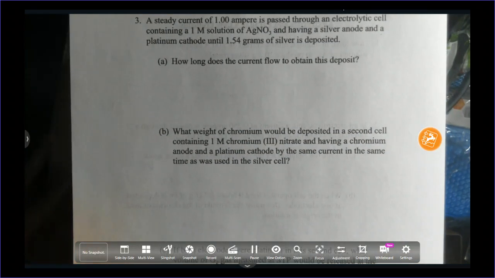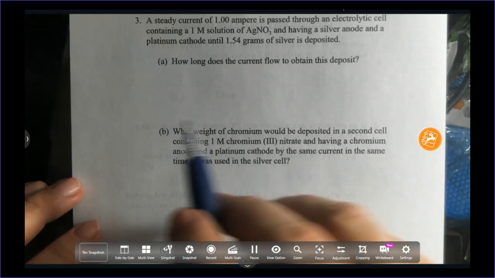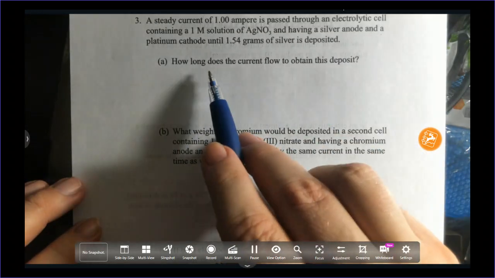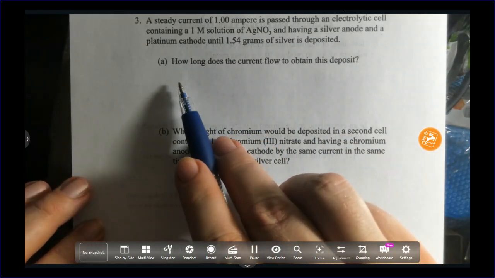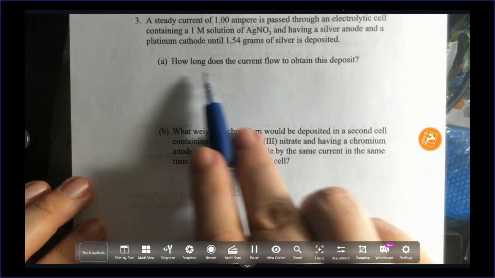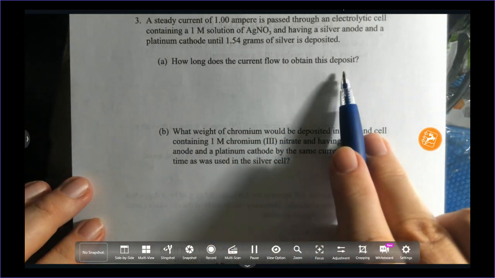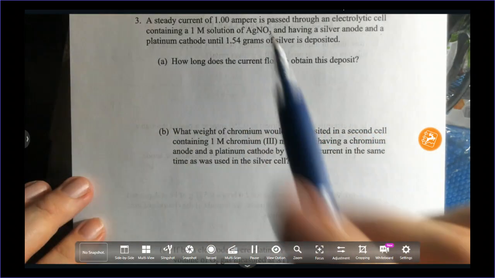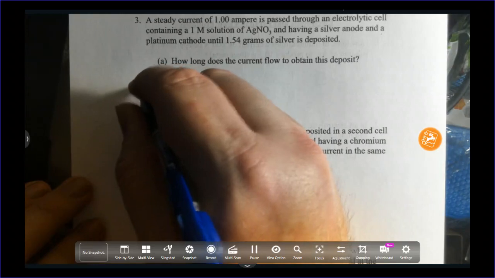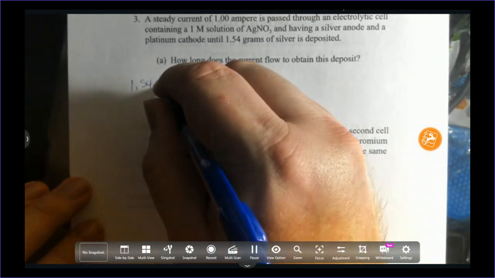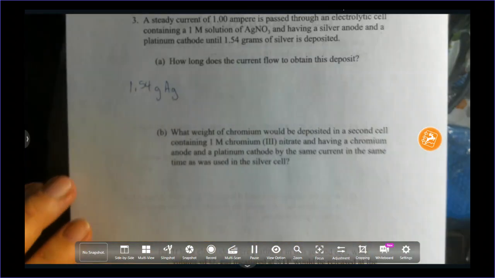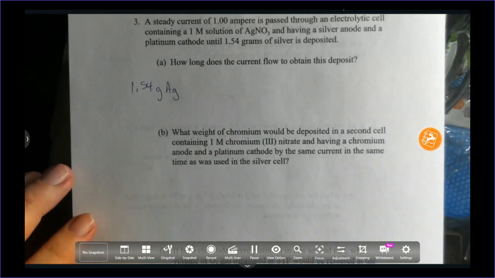And it's just going to coat the platinum, and when we're done, we can scrape it off. In some cases it sticks and you're not able to remove it, but when it's platinum, we can usually remove it. All right, how long does it take the current to obtain this deposit? Well, we got 1.54 grams. And by the way, if you want to stop the video, run through this conversion, see if you get it right. I suggest you do that.